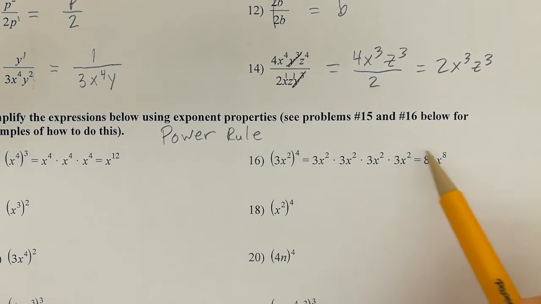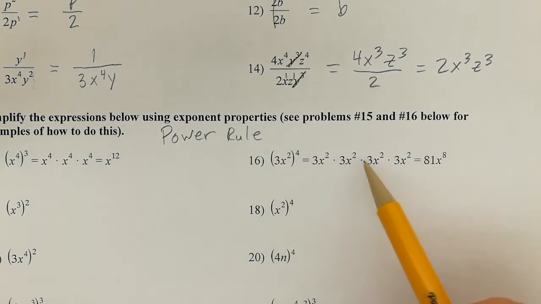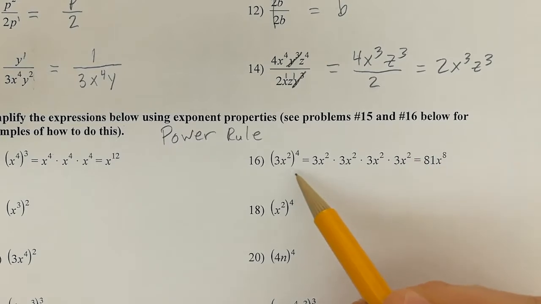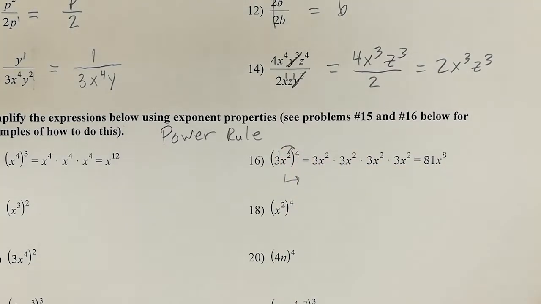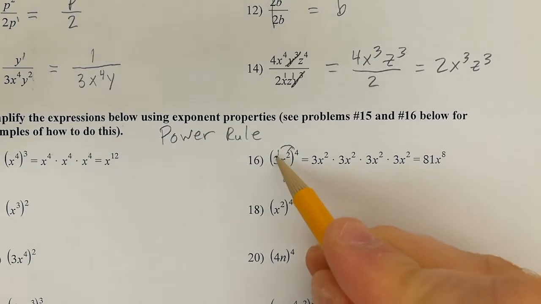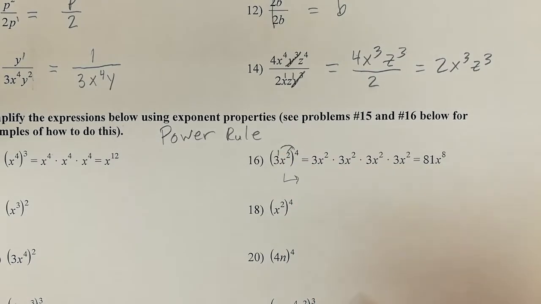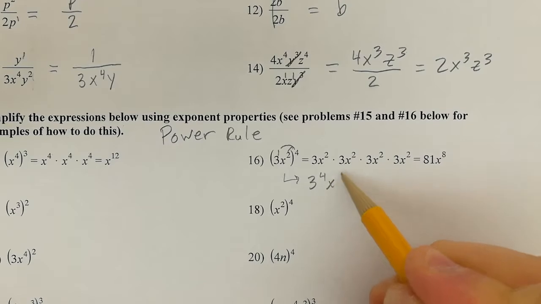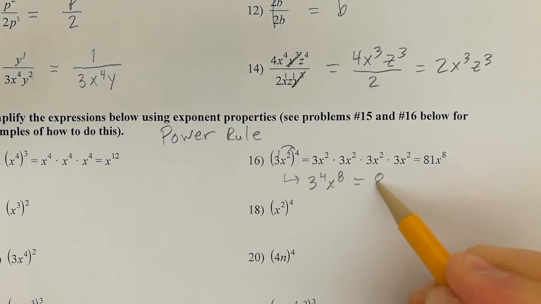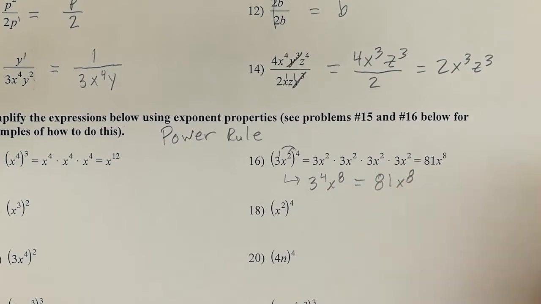We're going to have a total of 8 x's being multiplied, and then 3 times 3 times 3 times 3 is 81. Shortcut here, you could think of this as sort of distributing or multiplying both exponents. Now notice I put a 1 as an exponent at 3. Don't forget numbers also have exponents. So you'd have 3 to the 4th, x to the 8th, which 3 to the 4th is 81. So that would be the shortcut there. I'm going to do that from now on, okay?